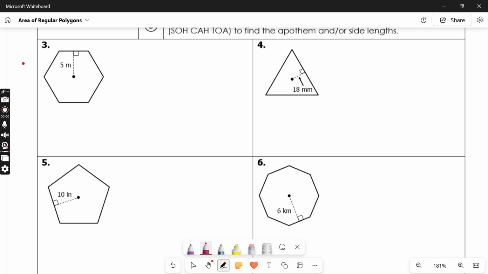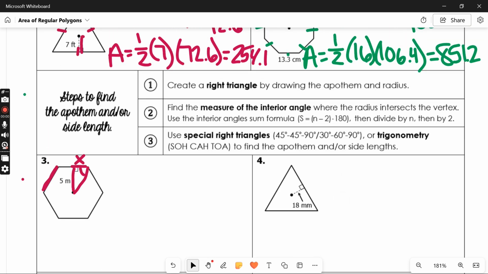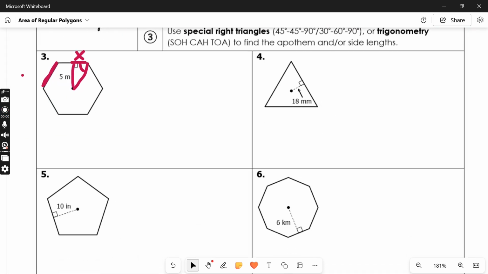All right, so number 3, we're looking for the entire side length, but what we're going to do is make a right triangle in here that looks like this. So I'm going to find this little piece first. What I need to do is find this angle, and it tells you how to find that up here. We're going to do our formula for interior angle, and then we're going to divide. So I'm going to do that part first.